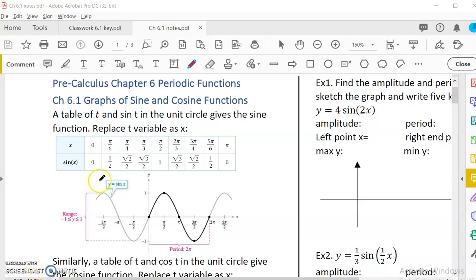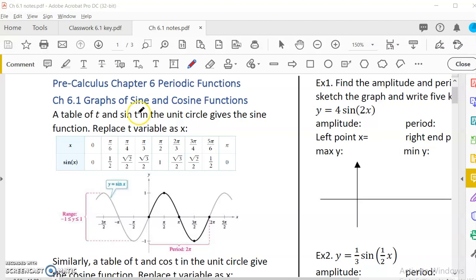In this chapter, we're learning to graph sine and cosine functions. You might say, Ms. Chen, we already know how to graph it. It's in the unit circle. No, the unit circle is not a graph. The unit circle is a graph of a circle where the point of intersection represents the sine and cosine function values.